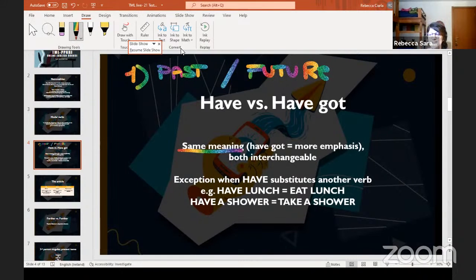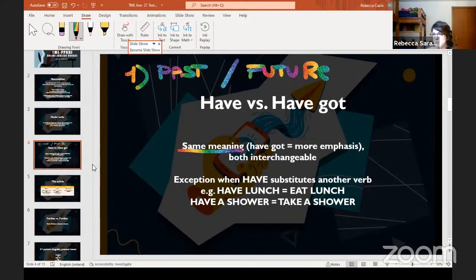So one case is the past and the future. In most cases, let's say the majority of the time, you only use it in the present. And another exception is when have doesn't actually mean to possess something, but it's substituting another verb.